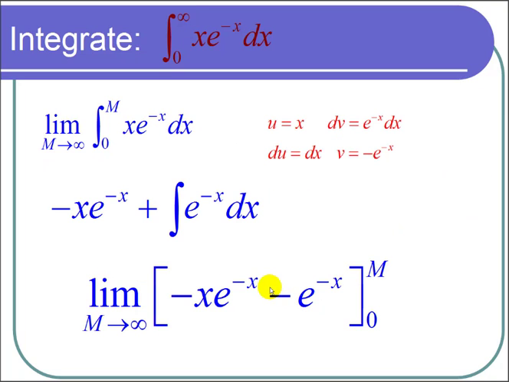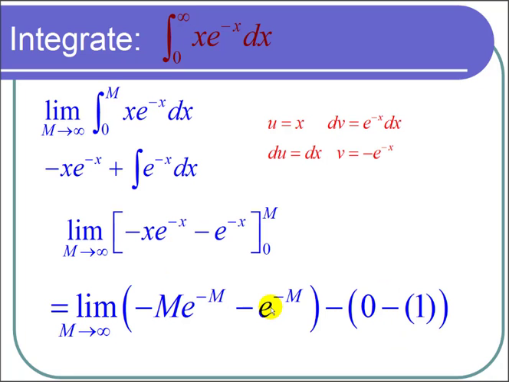So I can integrate that. And the integral of e to the negative x, I already did once, was negative e to the negative x. So there's the negative e to the negative x. Here's my x e to the negative x. And then remember, I'm taking a limit as M goes to infinity, and I'm going from 0 to capital M. So next I plug in capital M and plug in 0.